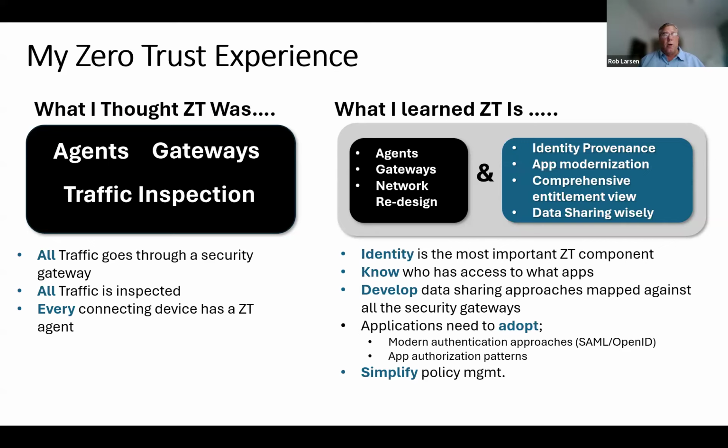And you have to be really prepared to tackle the problem because the zero trust security vendors, they don't solve identity provenance and they don't build app modernization strategies and they don't provide entitlement views and they have no idea what your data sharing strategy is. And what I found also and what I learned was identity is the most important zero trust component. It doesn't really matter what zero trust solution you provide or you select. It starts with identity. Have you been able to identify the individual who's about to join your network, even if it's through a zero trust gateway?